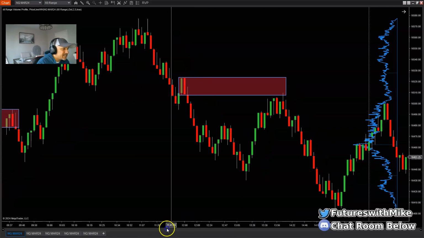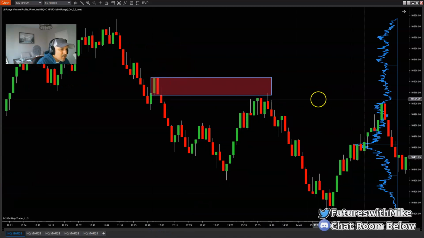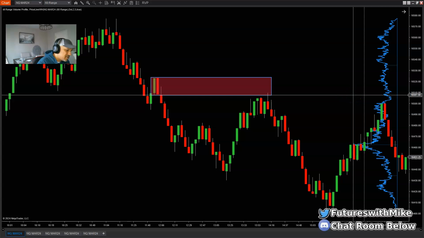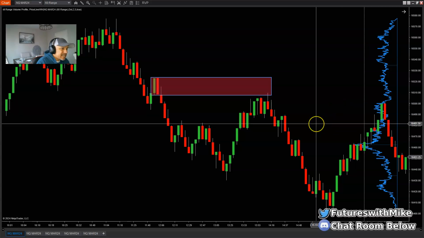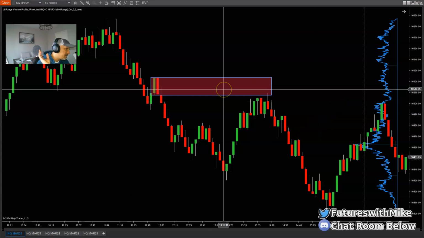So if I was to scale out here, again, I like to take my trades at the outer portion of a high volume area. If you've ever heard the term buy the lows, sell the highs, we want to buy at a discount price and sell at a premium. But don't place too much emphasis on that.